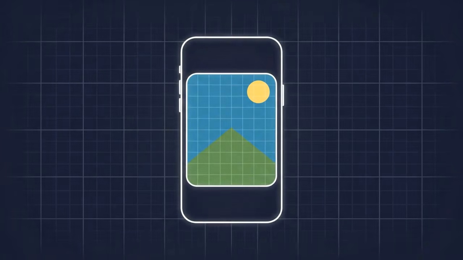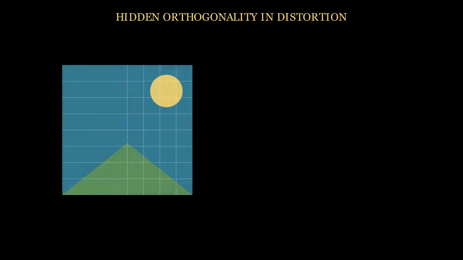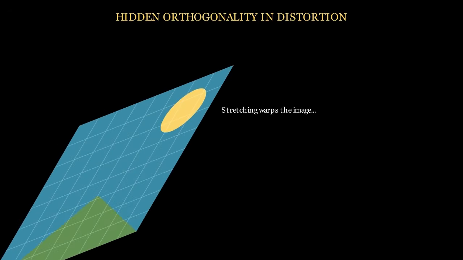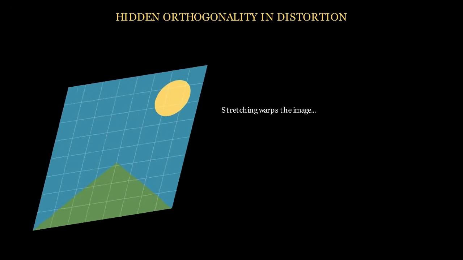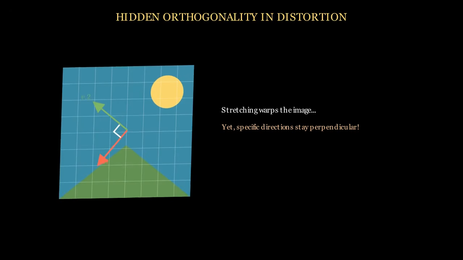Ever stretched a photo on your phone and watched it warp? Faces stretching sideways, straight lines bending? Take any grid of pixels, pull it unevenly, and it immediately looks unstructured. But hidden inside that distorted image is a set of directions that remain perpendicular even after the stretch. How does a random uneven pull preserve this perpendicularity?